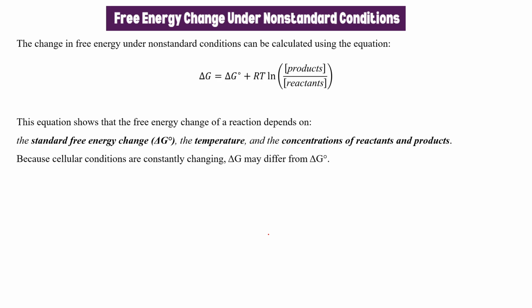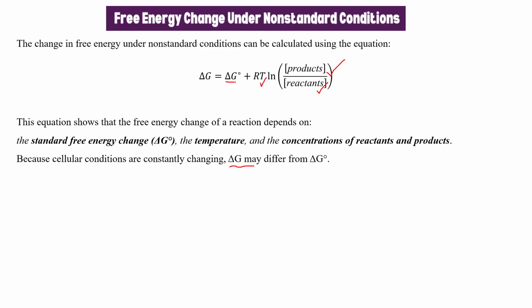So now the change in free energy under non-standard conditions can be calculated using this equation, where our change in G is equal to our standard Gibbs free energy plus RT ln, where R is the gas constant, T is the temperature, and ln is the natural logarithm of the concentration of the products over the concentration of the reactants. Now, this equation shows that the Gibbs free energy depends on the temperature. Remember, we have T here. It also depends on the concentration of both the products and the reactants, like what you are seeing here. Because of the cellular reactions, all these things are constant, so you can have your Gibbs free energy being different from this.